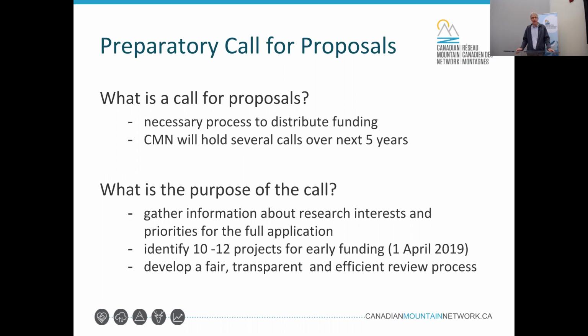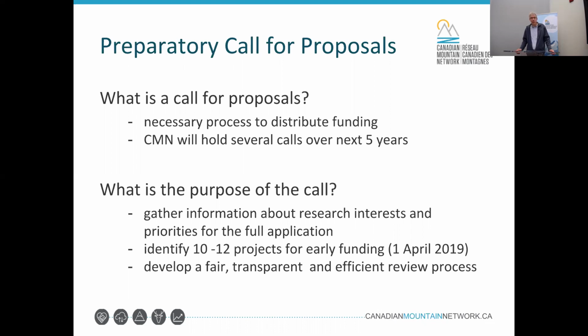This is a mechanism by which we're requesting community input into the development of the full application, and it allows us at the same time to identify things that we would like to advance at the earliest opportunity, and to learn about the review process. It won't be perfect the first time through. We're under some constraints, but that's our intent.